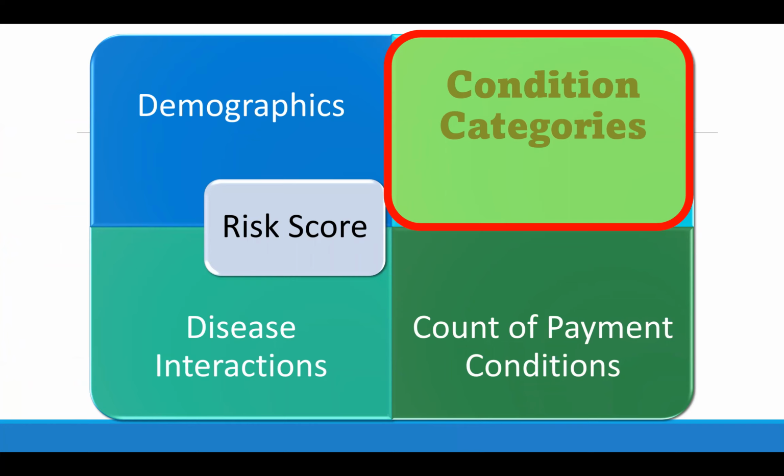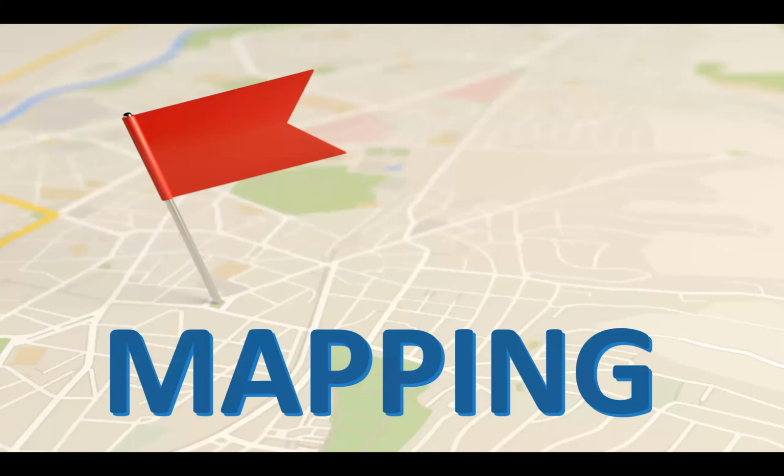This is the main, the highest function of a risk adjustment coder, and that's the condition categories. Okay, so let's take a look. In the last module, when we broke down a risk score, I used the term mapping. And so now we are going to get a lesson in what mapping is.